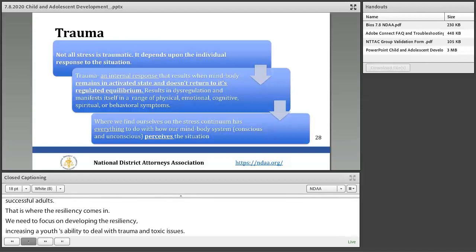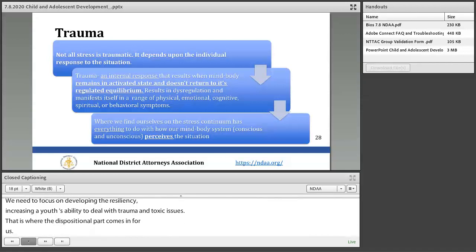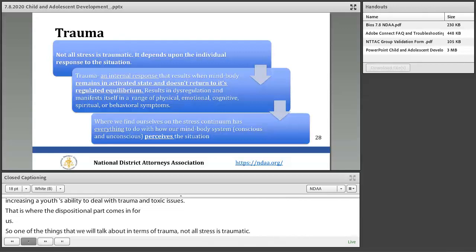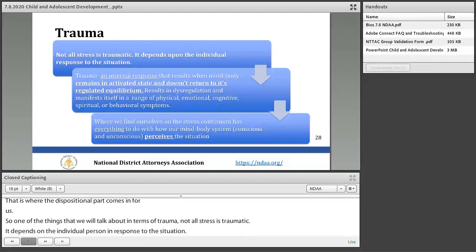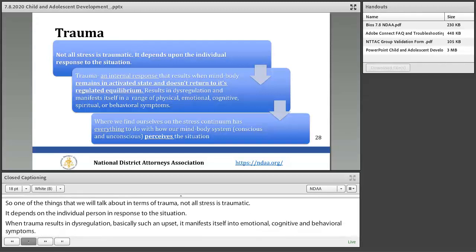So one of the things we want to talk about in terms of trauma: not all stress is traumatic. It really depends on that individual person and the response to the situation. When trauma results in dysregulation, basically such an upset, it manifests itself in physical, emotional, cognitive, and behavioral symptoms. And so where we find ourselves on the stress continuum is really the important thing.